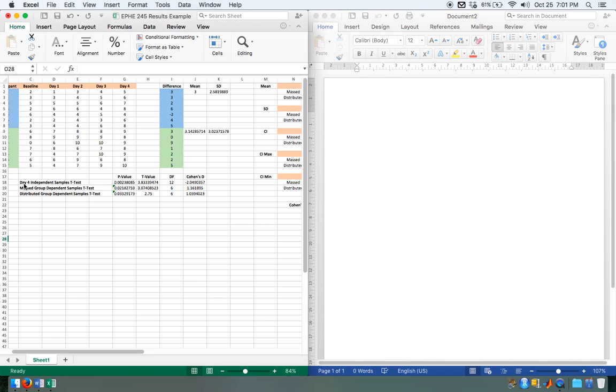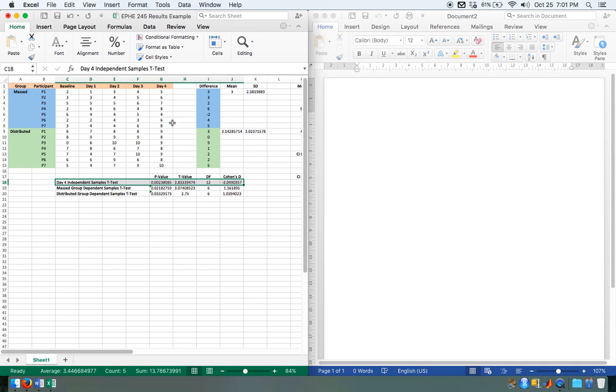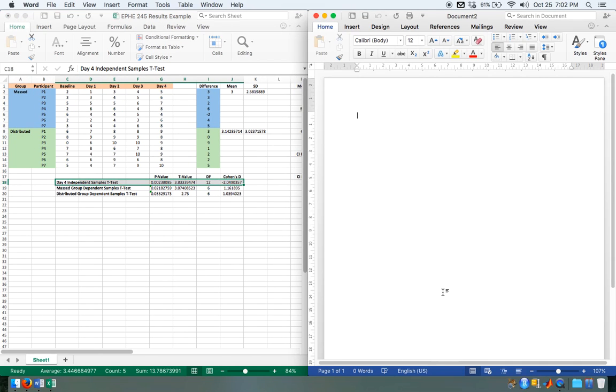So let's look at this one here. This is the independent samples test, so we're comparing day 4 for the massed and distributed groups. So, results, and you could write this in many different ways. I'm just going to write something really quick here. My first sentence is just describing in plain words what we found. Results demonstrated that the distributed group performed better on the final day than the massed group.